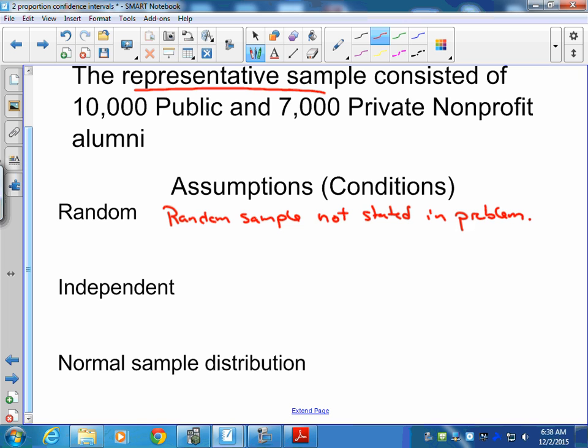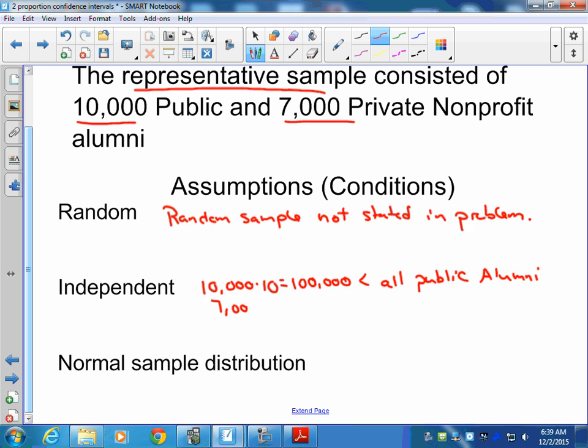The next thing we have to look at is independence. Since we have two groups that we're looking at, we have to add on an additional level of independence calculation. We have to look at first the individual samples, and are they small enough to be an independent sample of their own? So we have 10,000 times 10 is 100,000, which is less than all public alumni. And then we have our private sample, 7,000 times 10 equals 70,000, which is less than all private alumni.